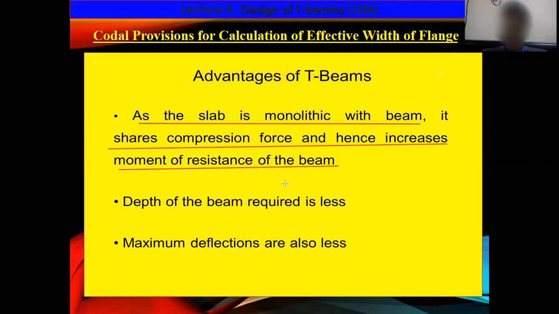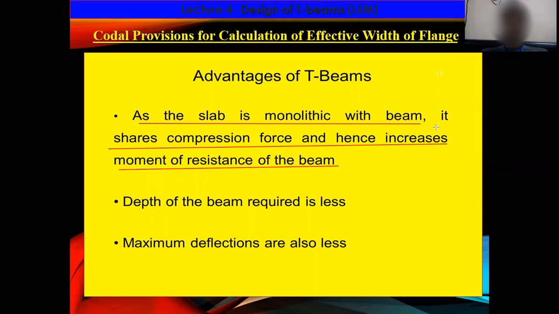If I take advantage of the slab also, then the moment of resistance of that beam will increase. Therefore, the cost and the material will reduce, right? So why am I taking advantage of that? Because we are constructing monolithically, and it will act as a single member, right? That is why I am taking the advantage of the slab also.